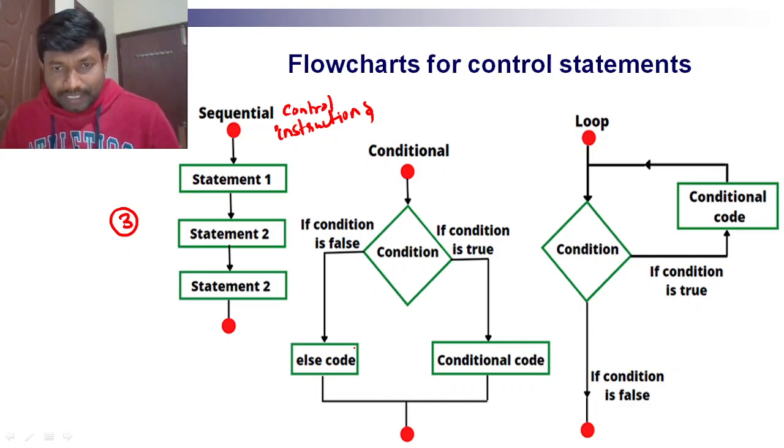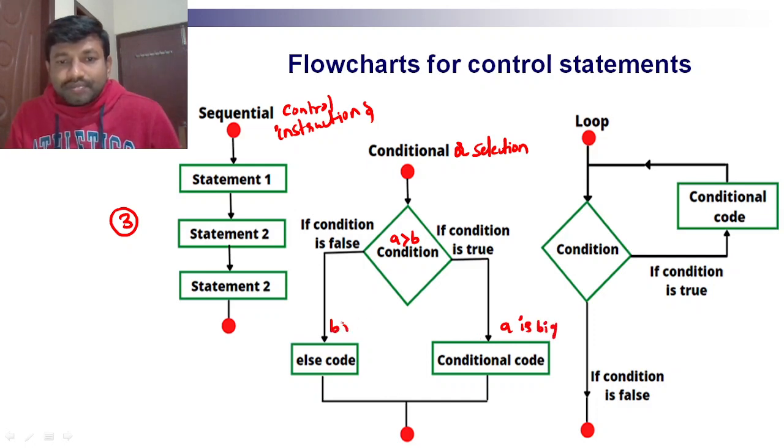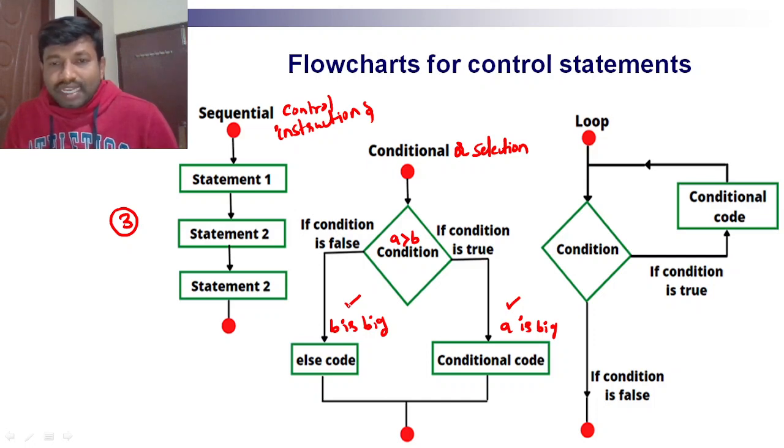Now let me introduce the conditional, also called selection based execution. What happens is you test a condition here. For example, if a greater than b, if the condition is true, we say that a is big. This code is executed. Else we say that b is big. If you run this program, only one code gets executed, either the if code or the else code. Either a is big will be printed or b is big will be printed. Both will never get executed, though you are writing both possible cases inside the program.